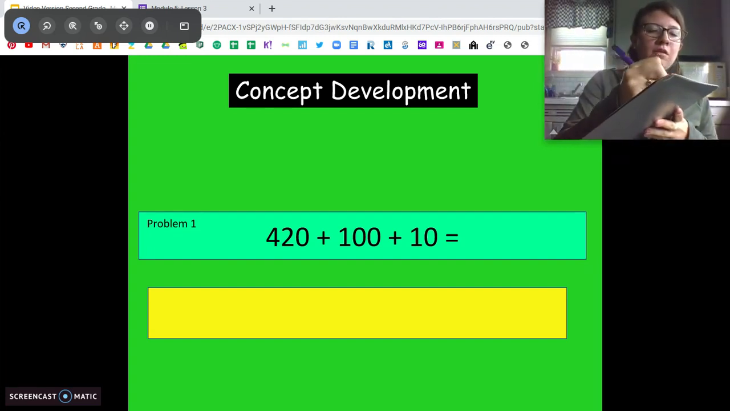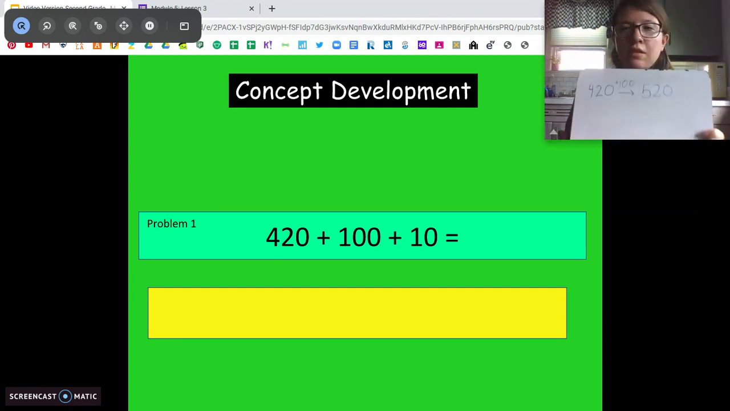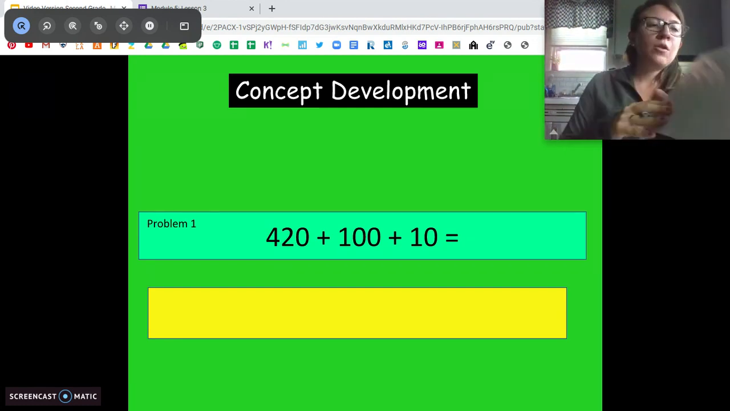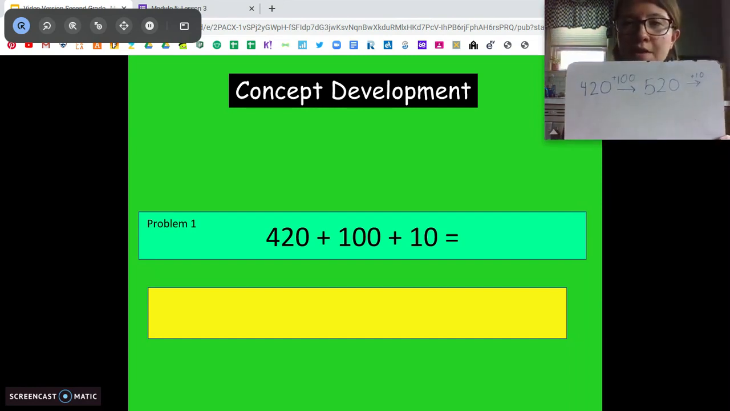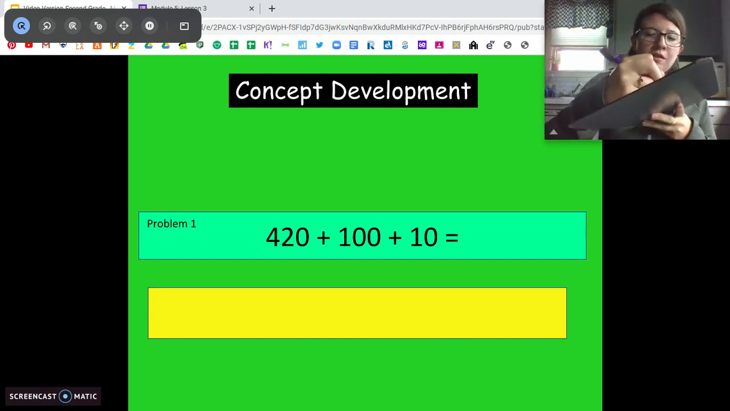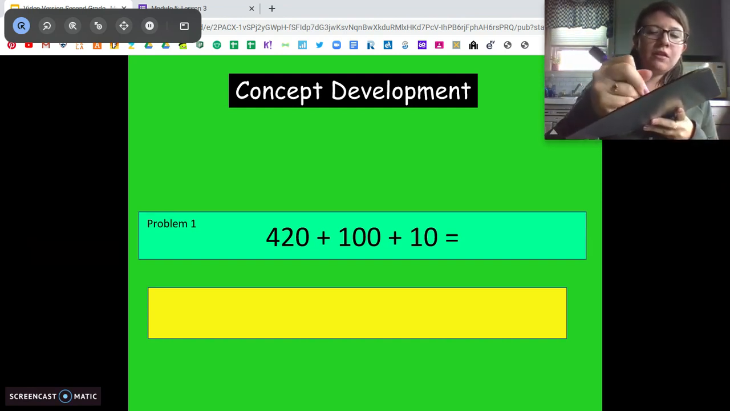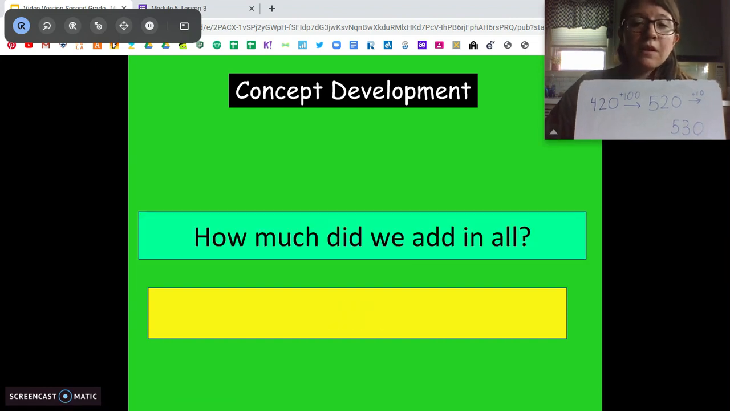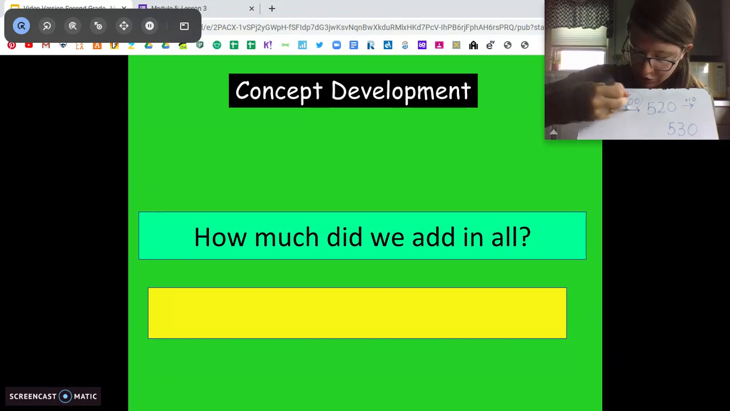520. Good. Now, from there, we're going to use the arrow method and add 10. What's 520 plus 10? Very good. 530. Good. Okay. Now, how much did we add in all?